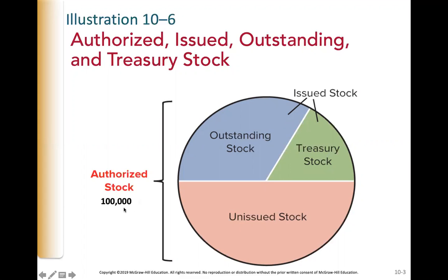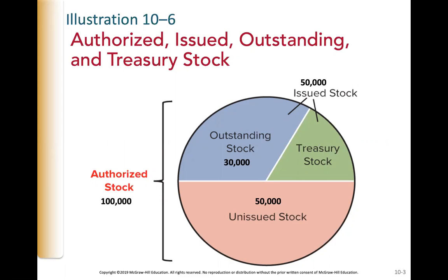Then authorized stock is either issued or unissued. So you see the 50,000 and the 50,000 equals the 100,000. If it is unissued, that means that the company has not ever sold the stock to any public owner. It is still in reserves to be sold at some point in time. Issued stock is the number of shares that have been sold to investors. The total number of issued shares can then be broken into two categories.